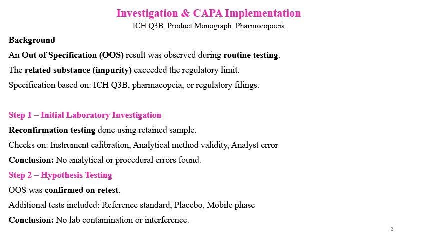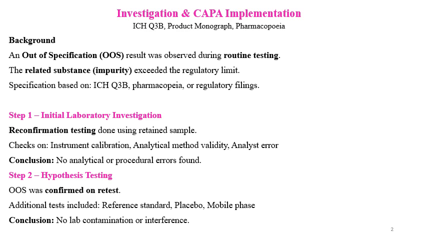To reconfirm, testing is done using the retained sample. So once you have done the testing, you will be having the samples remaining. So do the testing with retained samples and checks to be performed for the instrument calibration, analytical method validity, and analyst error. And conclusion, no analytical or procedural error was found. You have done the initial investigation for the laboratory testing and you found that there is no analytical error or any procedural error.